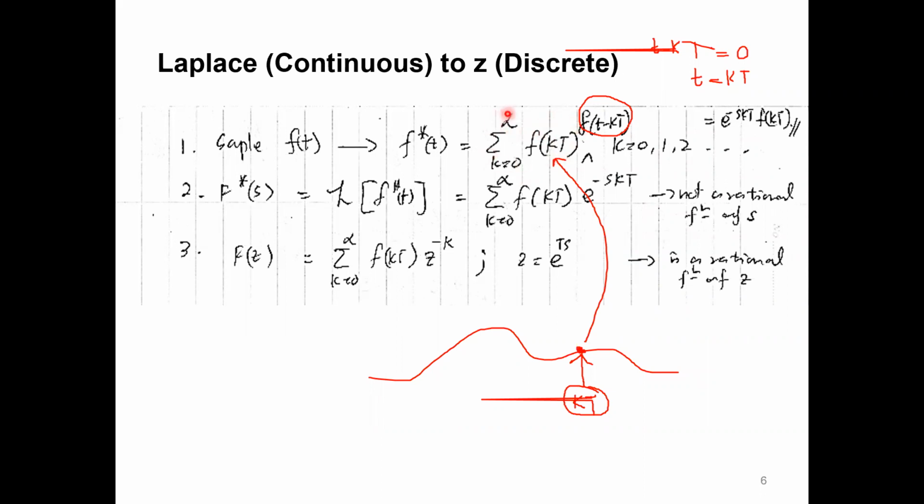So this is what happens. The entire set of samples is here. That is number one, sampling.